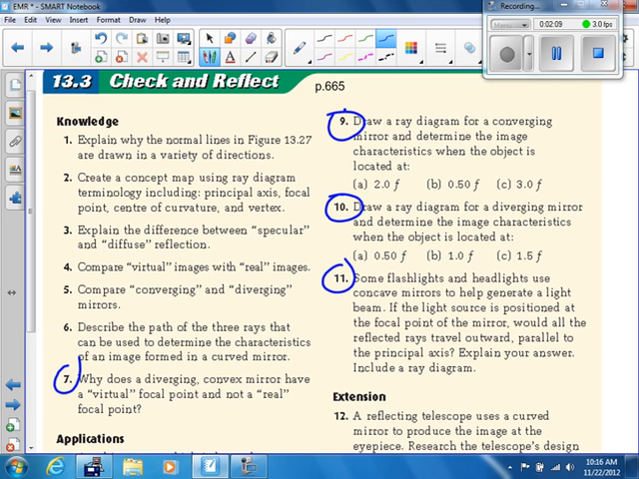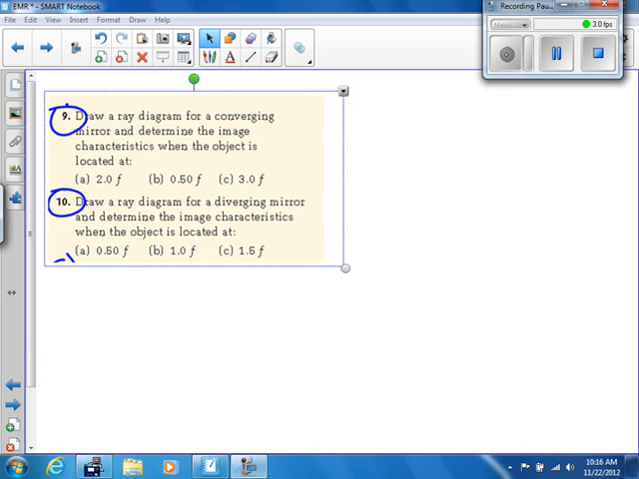Number 9, draw a ray diagram for a converging mirror and determine the image characteristics where the image is located at twice the focal length, 0.5 the focal length, and 3 times the focal length. These are exactly the ray diagrams that we drew on our templates, right? The first one, maybe we kind of mistook or misunderstood what they were really asking for in question 9 and 10. Let me just copy those over real quickly and draw a couple of them and show you exactly what they're asking for there, okay?